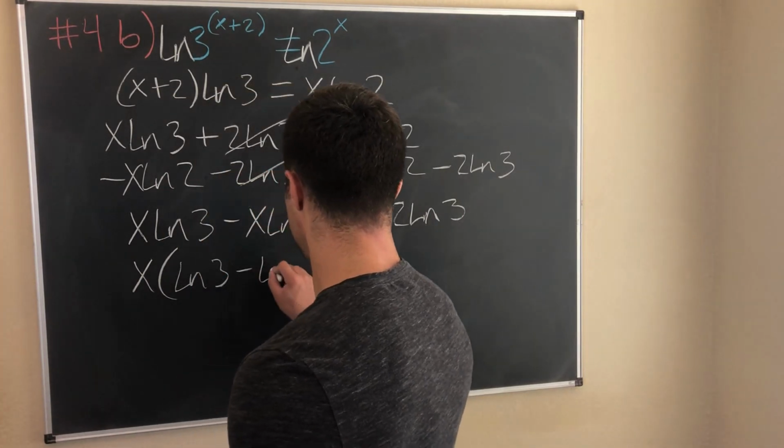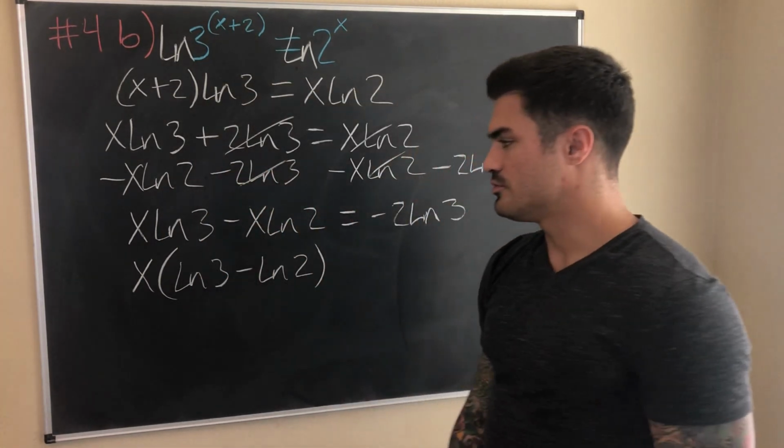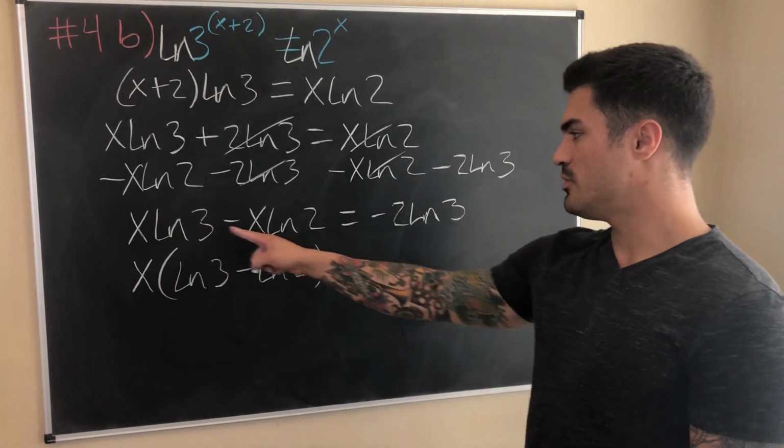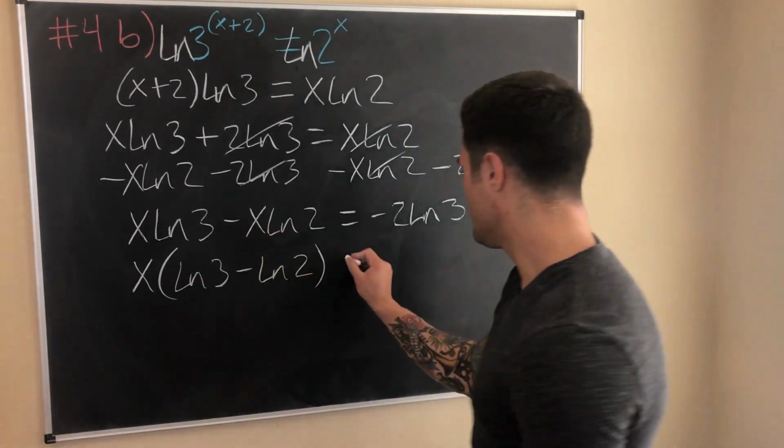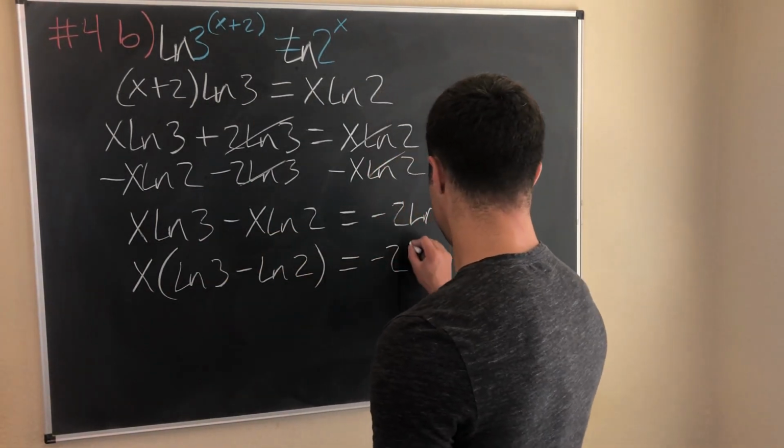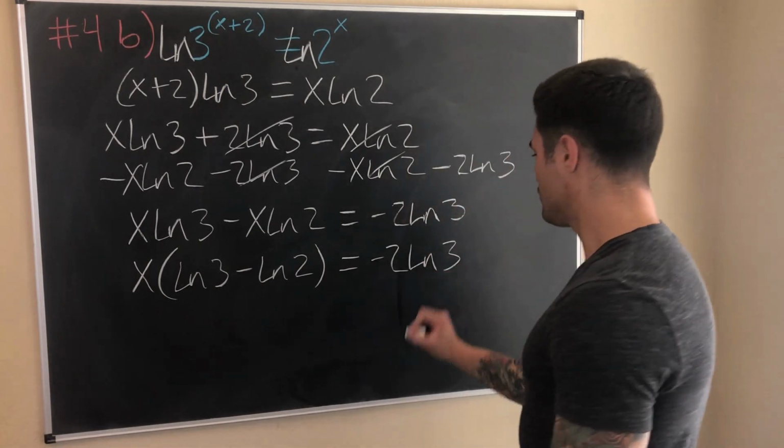ln3 minus ln2, right? And then you can double check if you want, distribute it back out. We get right back to there. We're good to go. This equals negative 2 natural log of 3.